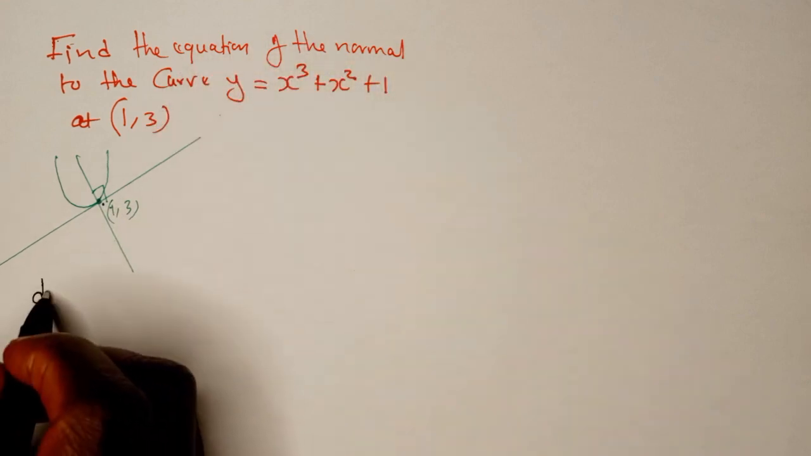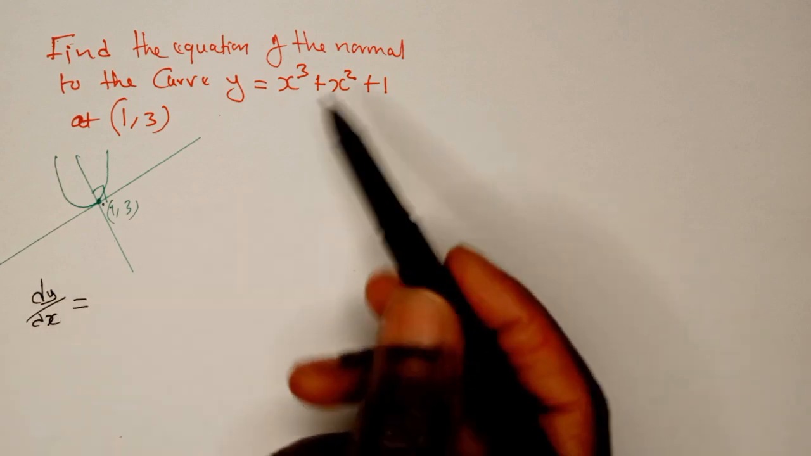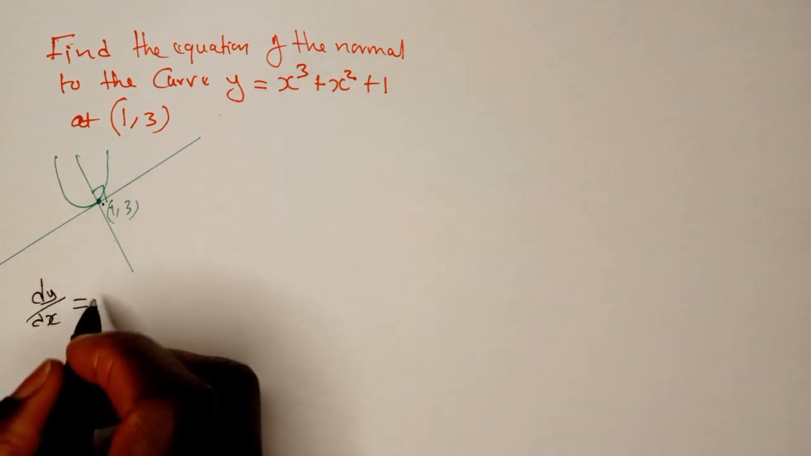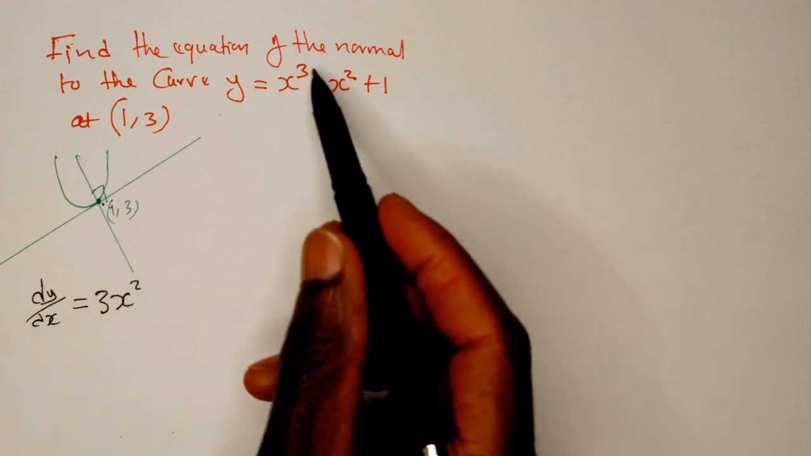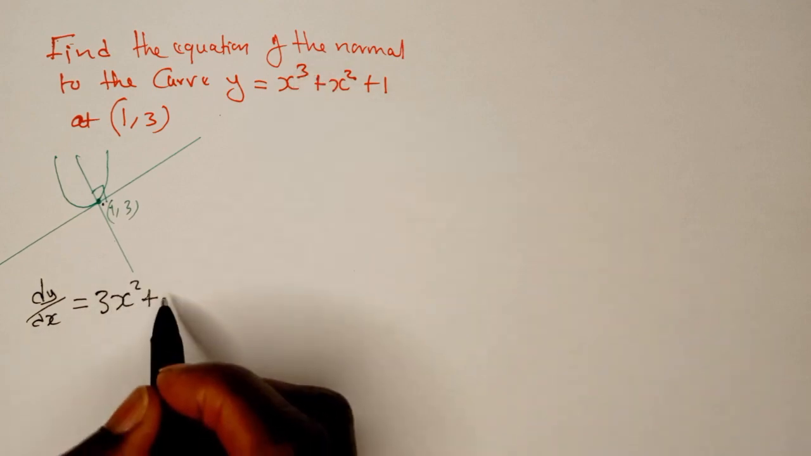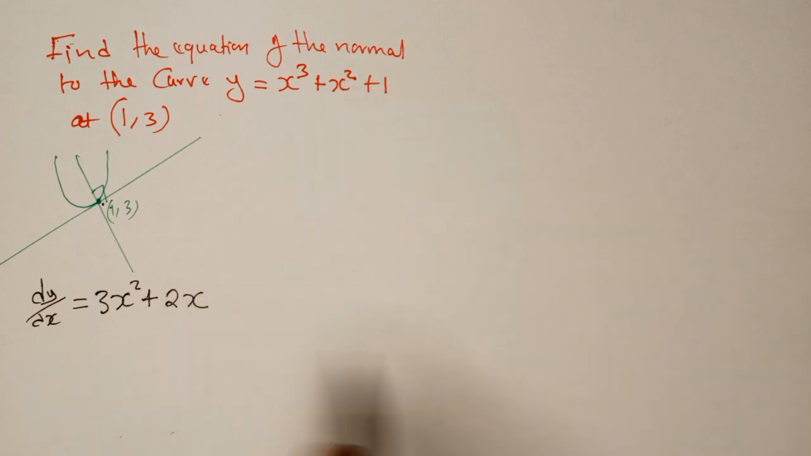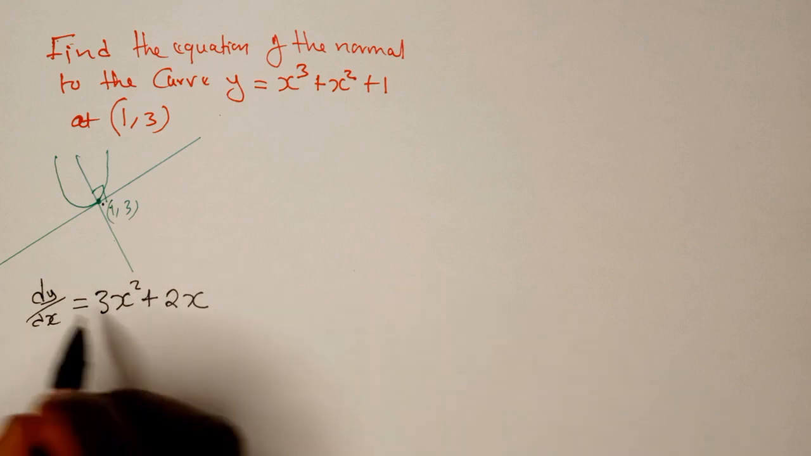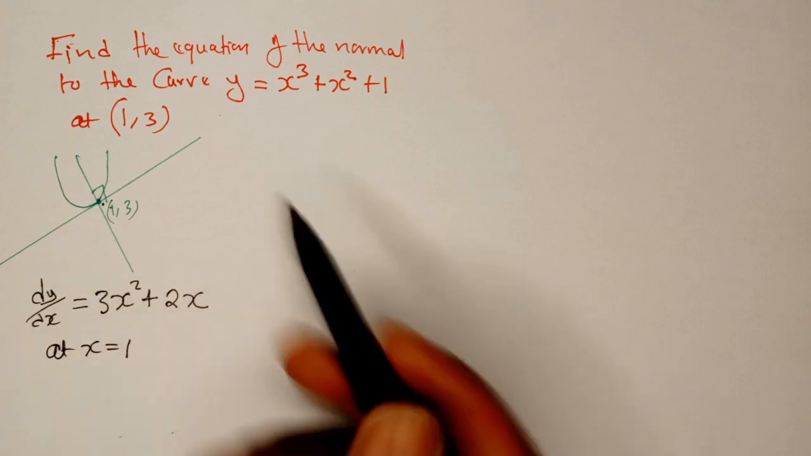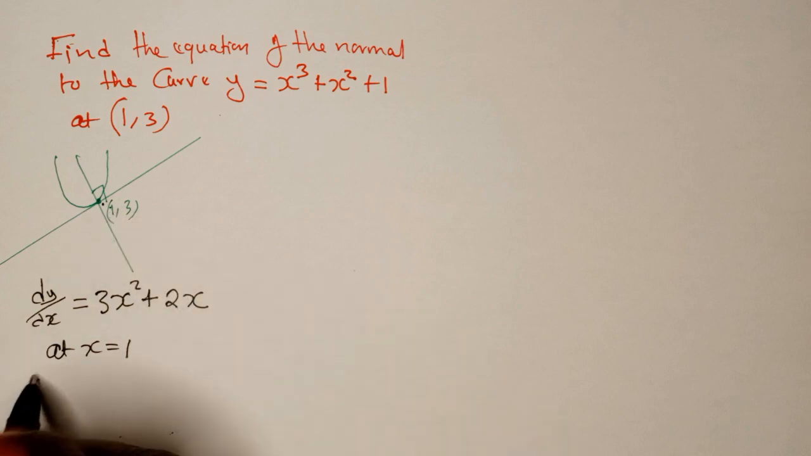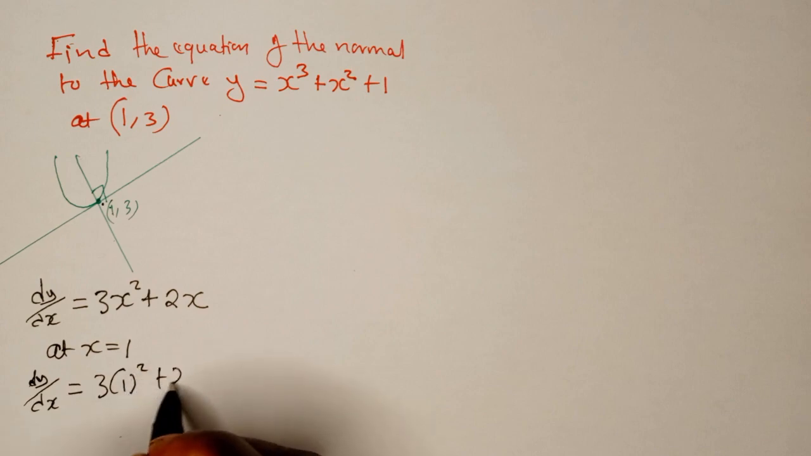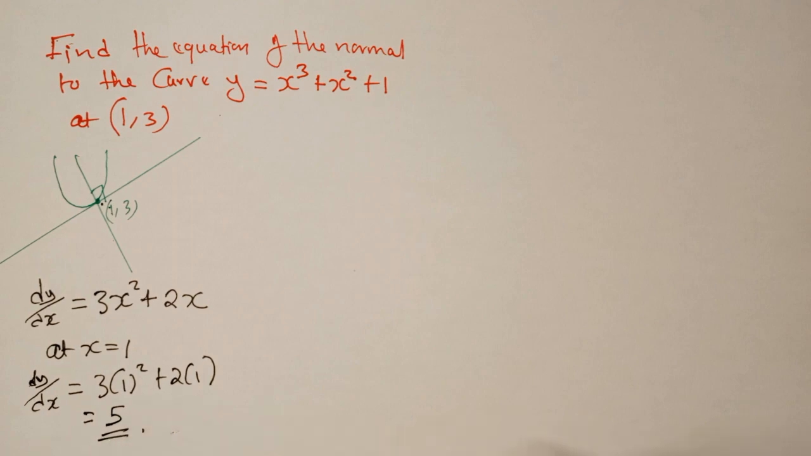So this will be dy/dx is equal to, 3 multiplied by 1, this will be 3x squared. We subtract 1 from that power, plus this will be 2x. So you multiply by 1, 2, then you subtract 1. So this one becomes your gradient function. Then at x is equal to 1, because this is the point, the value of x is 1, our dy/dx will be 3(1 squared) plus 2(1). So if you simplify, this will give you 5. That is the gradient of the curve at this particular point.